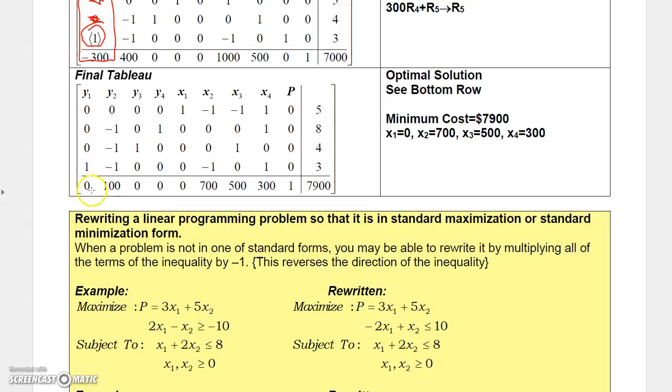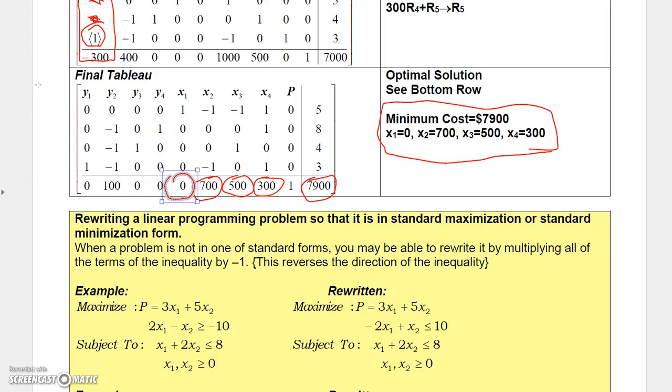So finally, I get no negatives on the bottom row. If you look below the x1 column, you get 0 for x1. At the bottom of the x2 column, you get 700. At the bottom of the x3 column, you get 500. At the bottom of the x4 column, you get 300. And the P is 7,900. So therefore, C would also be 7,900. So that is your optimal solution. And if you want to, you can go back and check, and you'll see that all 4 of those original conditions are satisfied in the original problem.